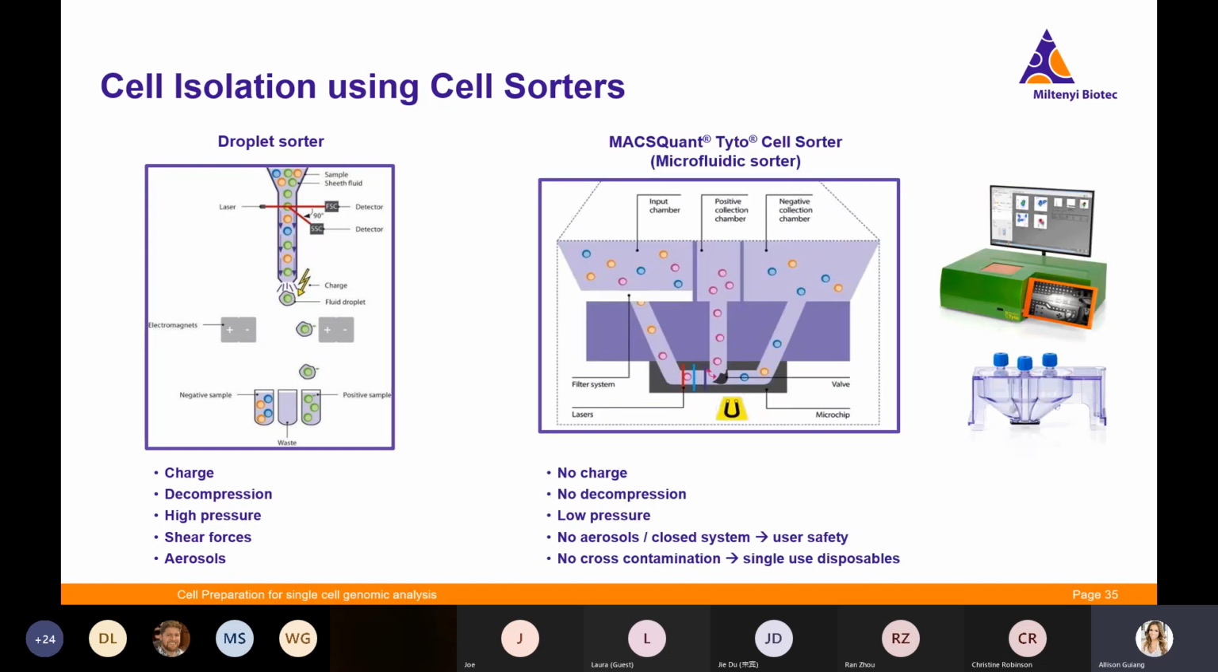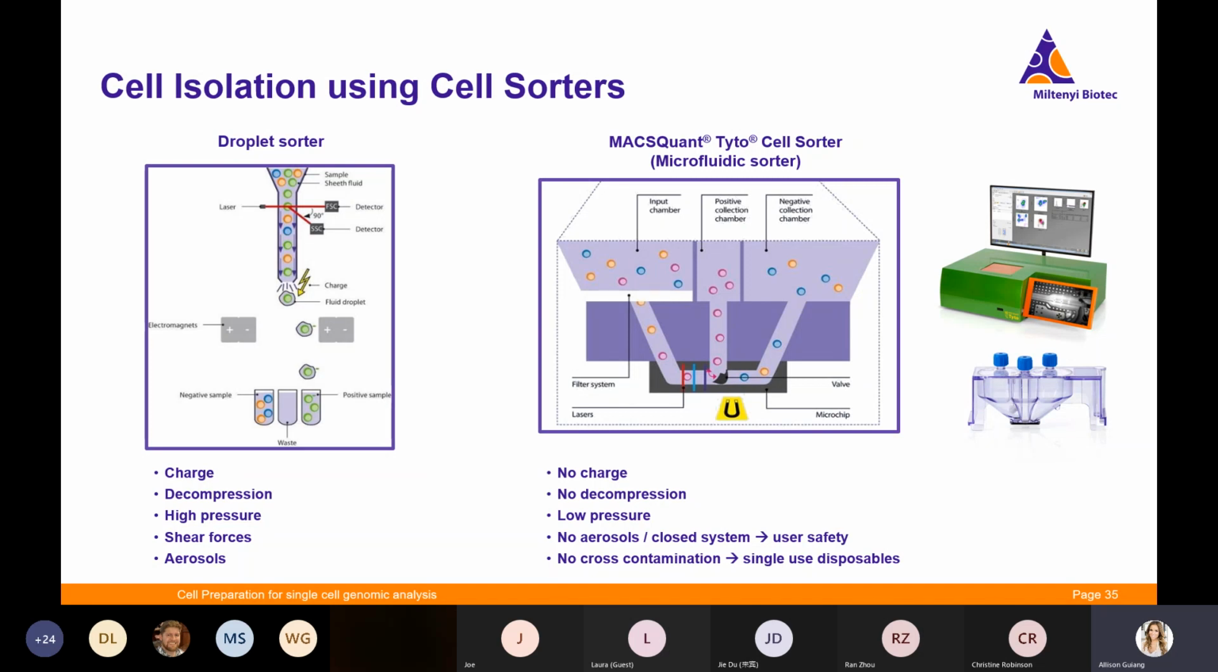This instrument works with a single-use cartridge, which you see on the right there. On the bottom of the cartridge is a chip that contains a valve. If a fluorescently labeled cell of interest passes the lasers, the valve is going to open and direct the cell into the positive collection chamber. Your non-target cells will be collected in the negative collection chamber. And you can do multiple sequential sorts without compromising cell availability.